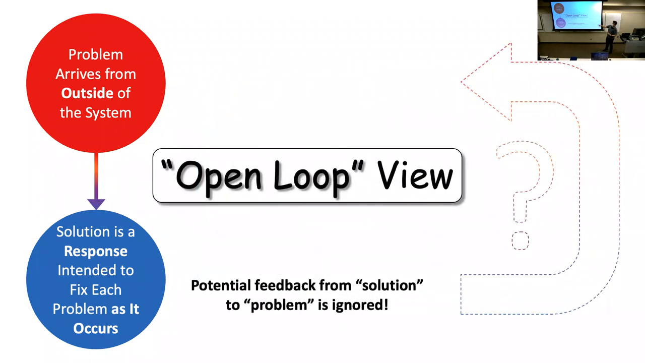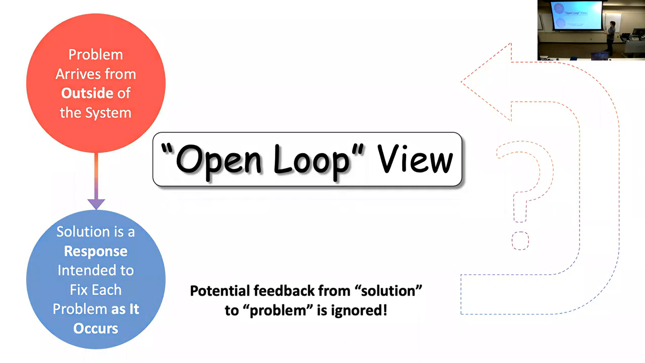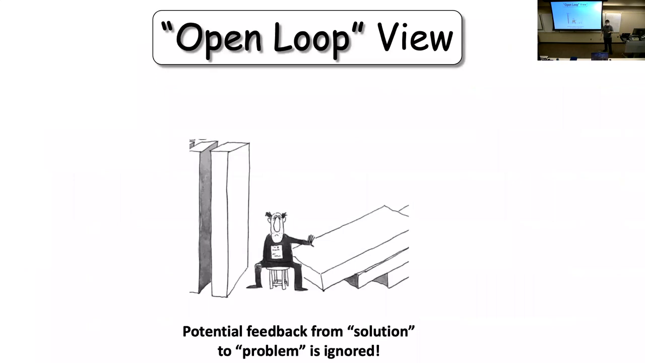feedbacks. This is the open loop view, and we use that term because we're assuming that there are no feedbacks. There might actually be a loop here, but we've broken the loop. In this perspective, there is no loop. The problem comes from outside the system, not from inside the system. The call is not coming from inside the house, it's from outside. And the solution is a response to that particular problem. Once you've solved it, the problem goes away and you wait for the new problem to come into the system. But this open loop perspective has potential problems, because there could be feedbacks from your solution.